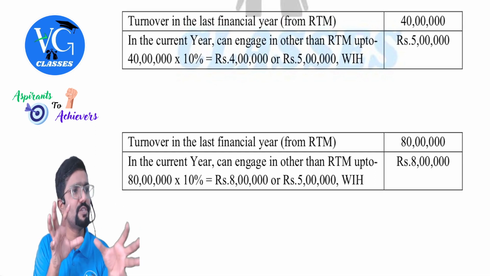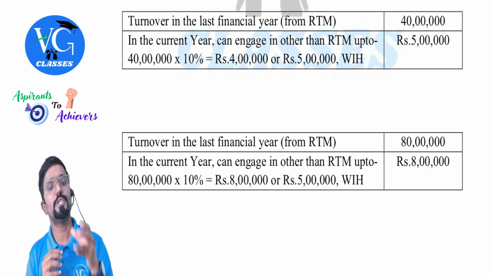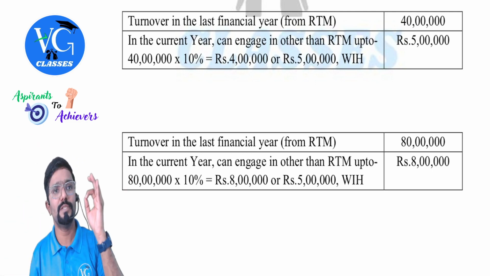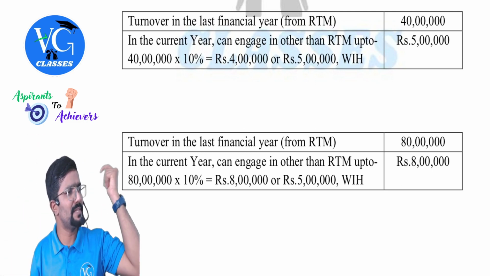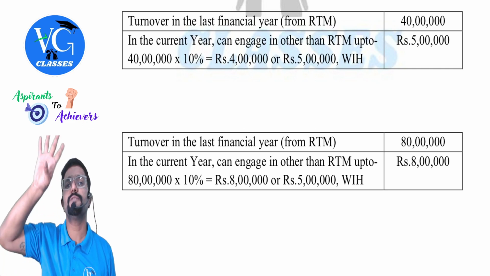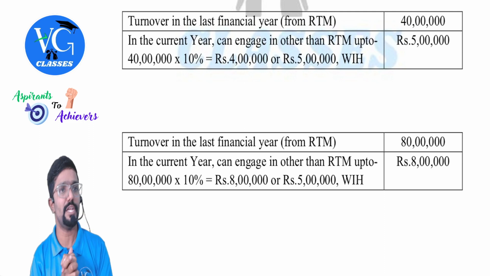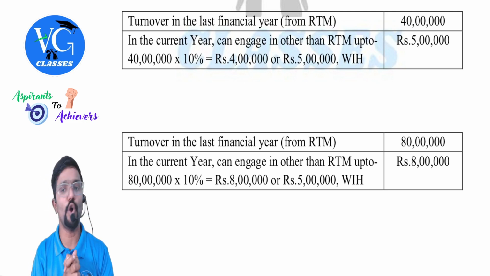Listen, this is for that proviso part. Assume the turnover in the last financial year is 40 lakhs from RTM. RTM means you know na? Okay, last year I was engaged only in RTM. The turnover is 40 lakhs. In the current year, I want to provide some additional service other than RTM. Can I provide? Yes.